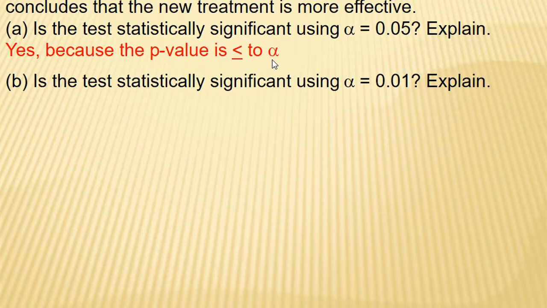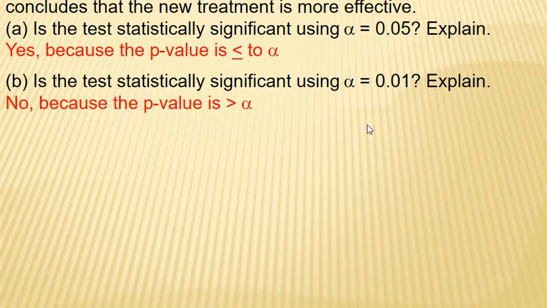Is the test statistically significant at 1% or 0.01? Should have been just basic. No, because the p-value is greater than the significance level. Or in other words, 0.047 is bigger than 0.01. So that was just like a little review of statistically significant. Now let's do some new stuff. If you have any questions at any point, just let me know.